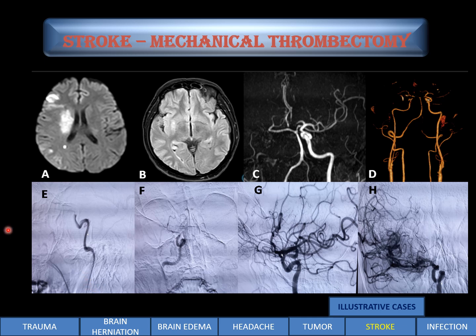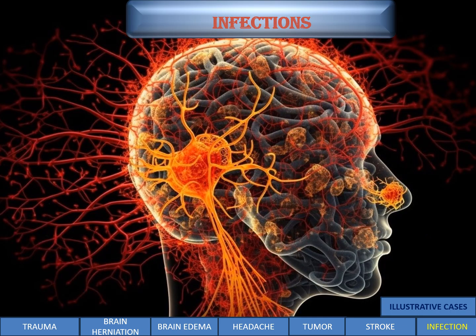This is on DSA. We are able to see that there is a sluggish flow, and beyond the cavernous segment we are not able to see any flow into the right side of the brain. So in this patient we did a mechanical thrombectomy. We removed it. This is the right middle cerebral artery territory which is seen post recanalization.